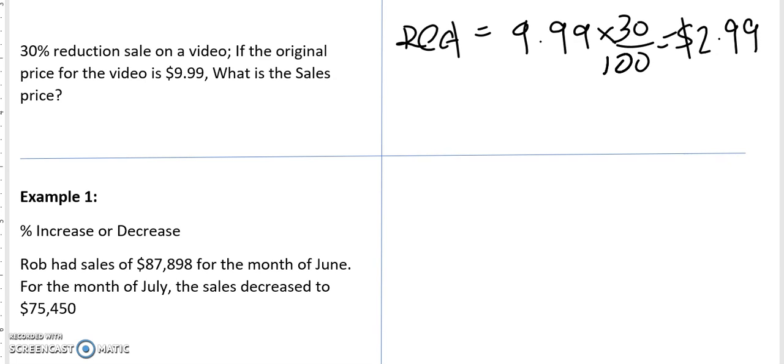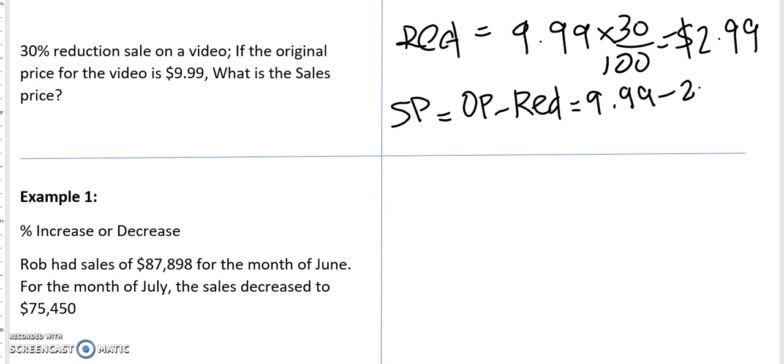$2.99. It's pretty close to $3. If the price was $10, then the 30% reduction is going to be $3, and it's about 2.99 here. It's actually $3 if you round it up, but let's say it is 2.99. Now we can find the sales price. The sales price is equal to the original price minus the reduction, which is 9.99 minus 2.99, and that is $7. That is your answer. Your sales price is going to be $7.